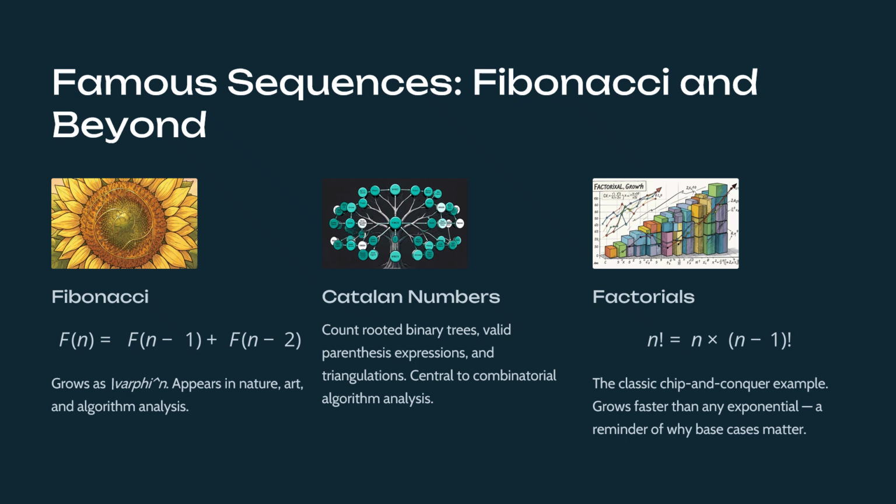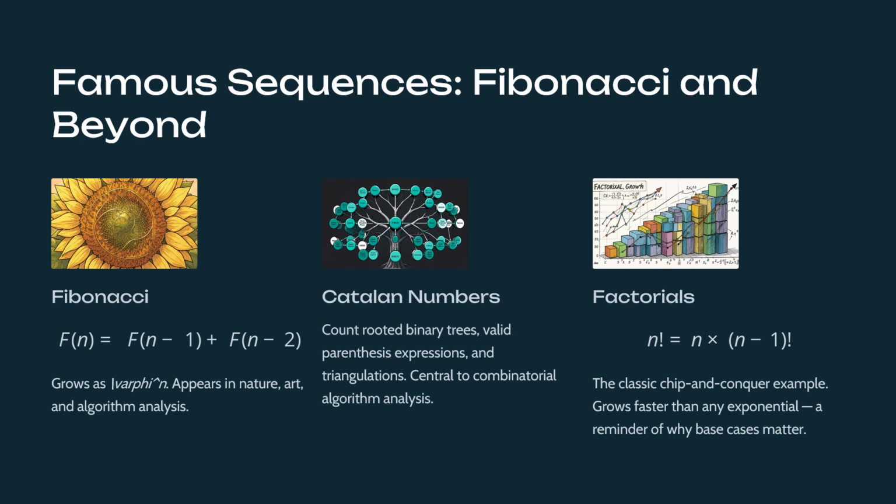The second example is Catalan numbers. Catalan numbers appear in many combinatorial problems. They count binary search trees, balanced parentheses, polygon triangulations, expression parsing, and dynamic programming structures.